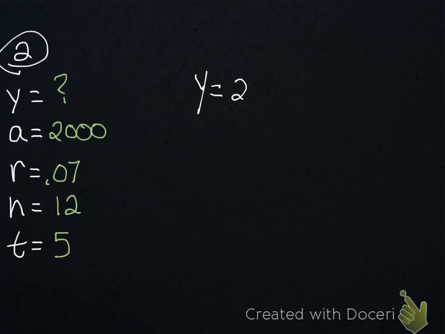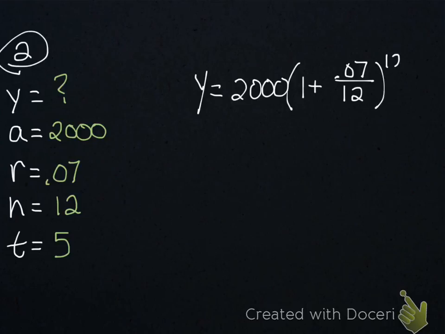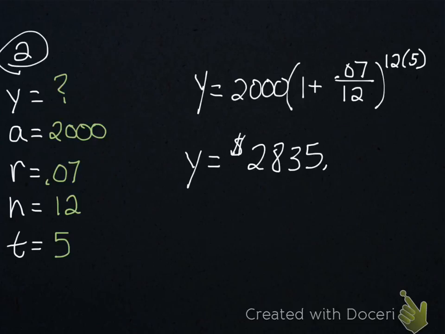Y equals 2,000, parenthesis, 1 plus 0.07 divided by 12, close the parenthesis, raised to the 12 times 5 power. Plug it into the calculator, and you get $2,835.25.